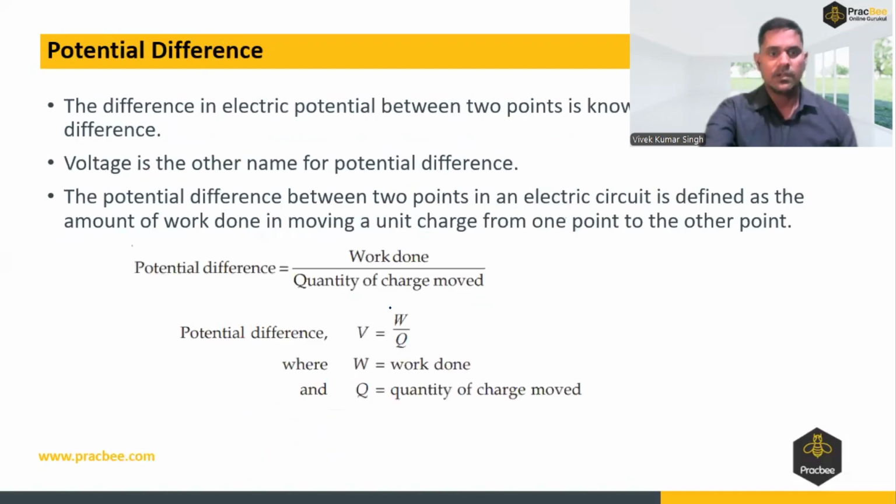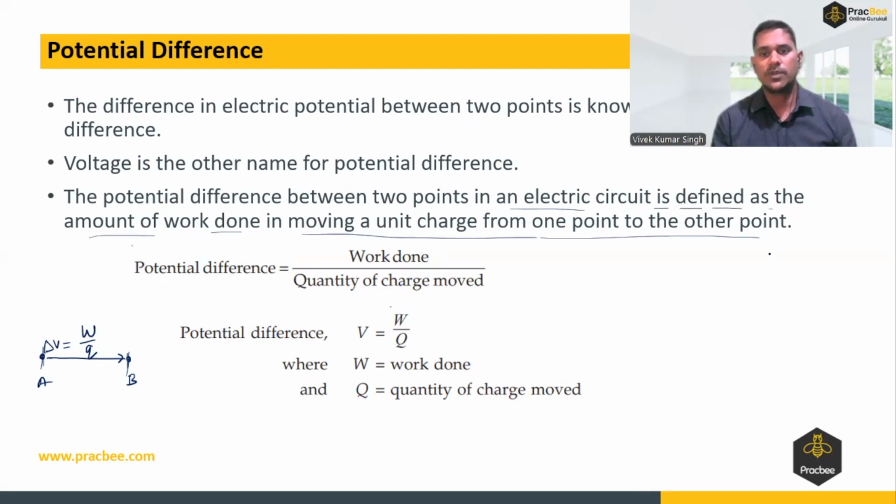Next is potential difference. So let us suppose that this is point A and B. If I'm moving a charge from point A to B, the amount of work done per unit charge while bringing a charge from A to B is called the potential difference between these 2 points. So the potential difference between the 2 points is the work done per unit charge while bringing a charge from point A to point B. The potential difference between 2 points in an electric circuit is defined as the amount of work done in moving a unit charge from one point to another point.